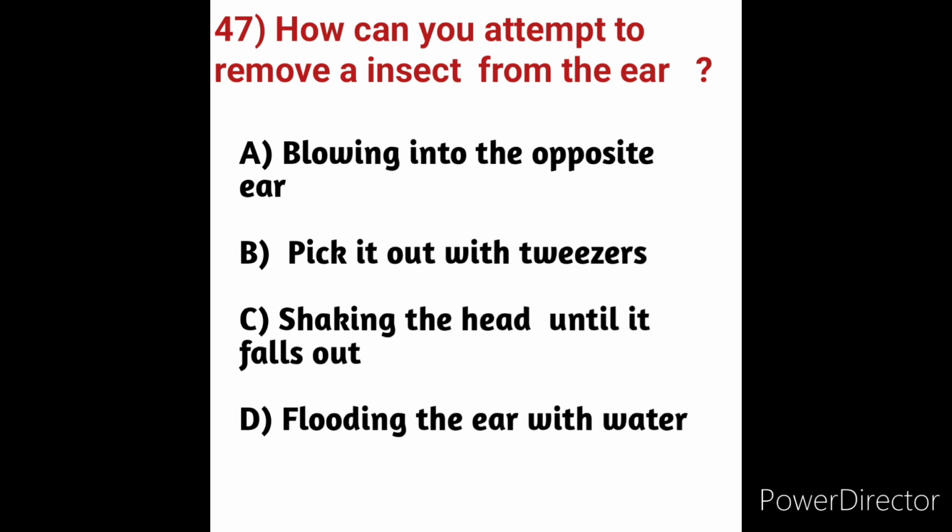In hospital, we can use instruments such as alligator forceps to remove the insect from the ear. So here the attempt to remove an insect from the inside of the ear is flooding the ear with water so that it floats out. So here option D, flooding the ear with warm water. Here option D is the correct answer. Next we will move on to question number 48.